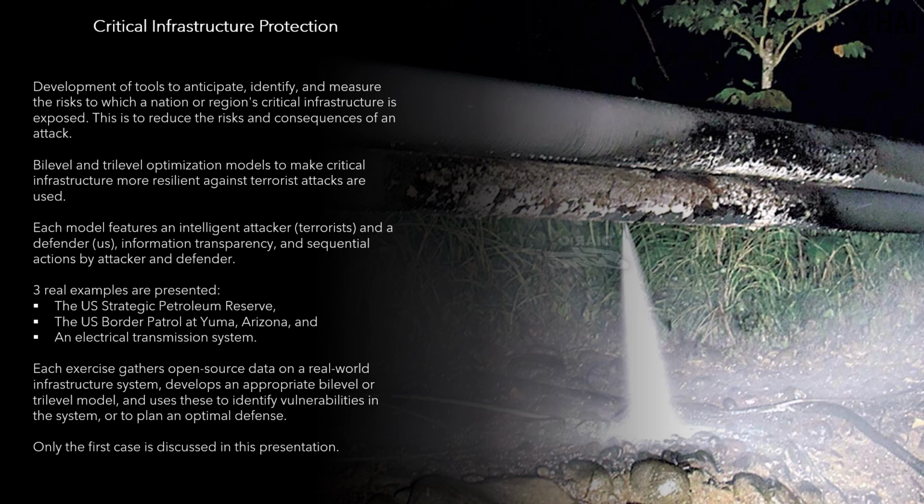Three real examples are presented: the U.S. Strategic Petroleum Reserve, the U.S. Border Patrol at Yuma, Arizona, and an electrical transmission system. Each exercise gathers open-source data on a real-world infrastructure system, develops an appropriate bi-level or tri-level model, and uses these to identify vulnerabilities in the system, or to plan an optimal defense. Only the first case is discussed in this presentation.